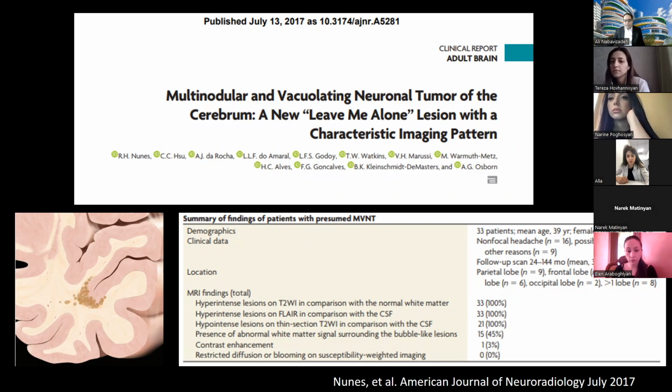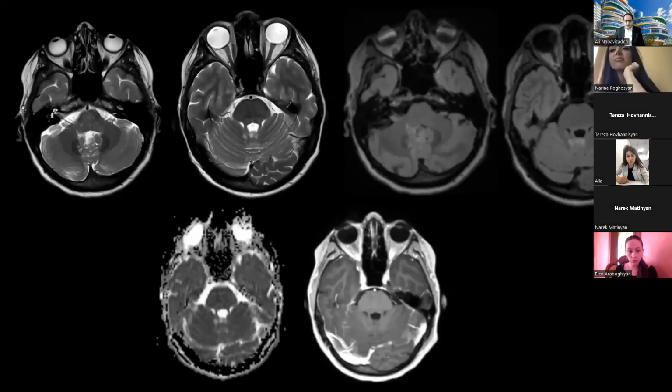So this entity shifted a little bit. First it was called a tumor, then it was called a hamartoma. But again, in the new version of the WHO classification, it is classified as a tumor. But the one thing that everyone agrees on is that this is an indolent benign lesion and frequently found as an incidental finding.